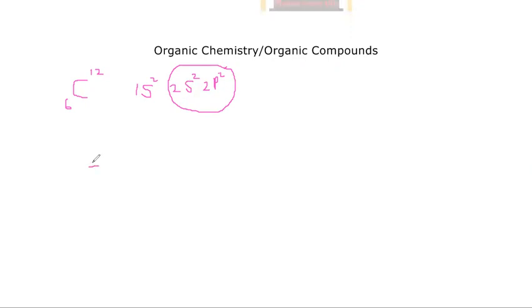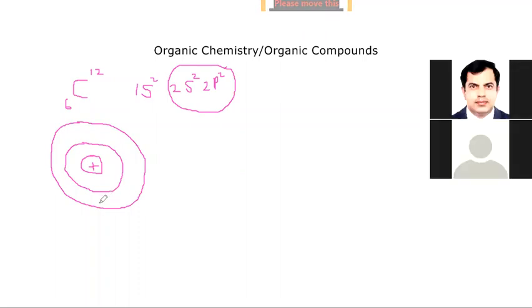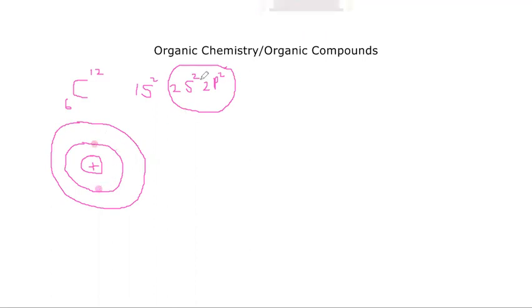If I draw the electrons in shells, this is the nucleus, this is the first shell, that is the K shell, and this is the second shell, that is the L shell. There are 6 electrons. 2 electrons are in the first shell, and 4 electrons are in the second shell, that is 1, 2 and 3, 4.